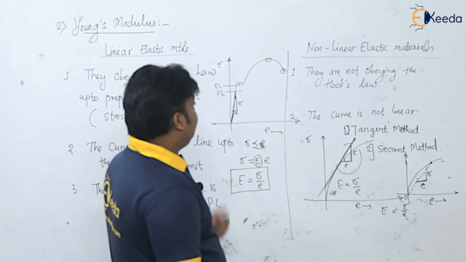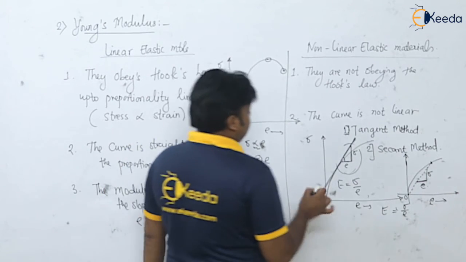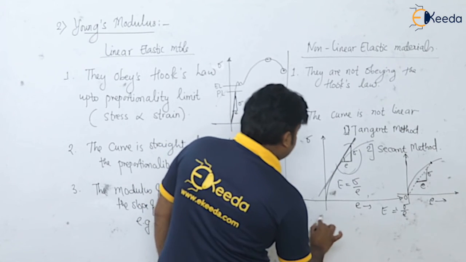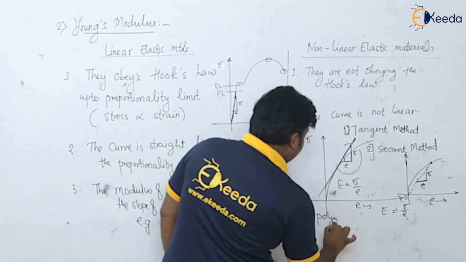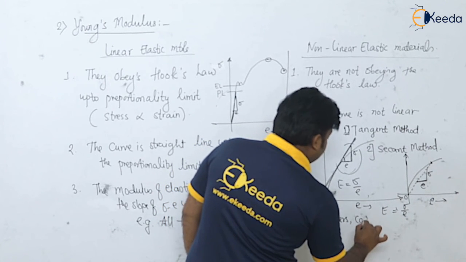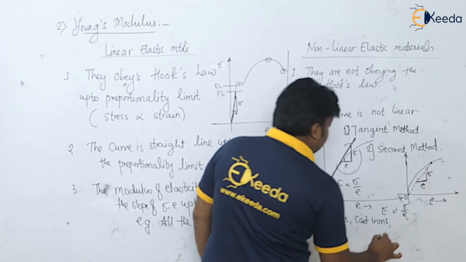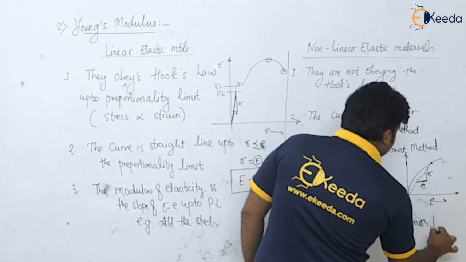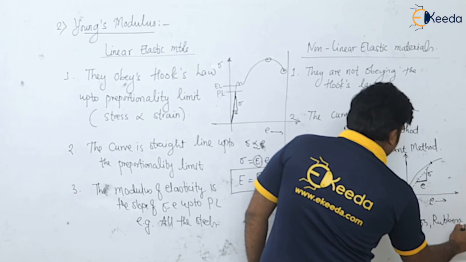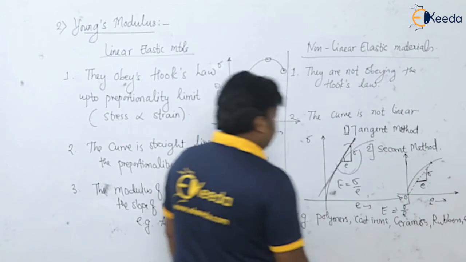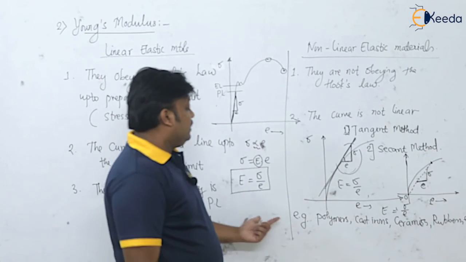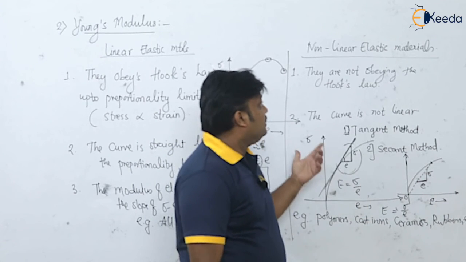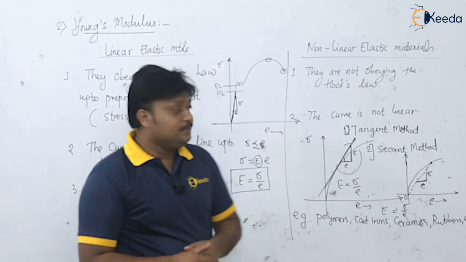So dear students, if you look at the examples of these non-linear elastic materials, which are they? In this category we have, say, polymers, cast irons, then the ceramics, then some rubbers, etc. Isn't it? So these are the examples of non-linear elastic materials.